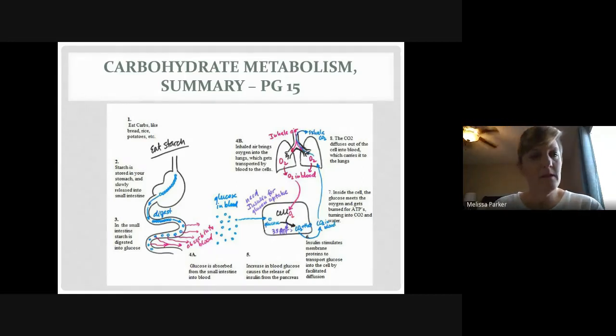Mm-hmm. Okay, so here we have a carbohydrate metabolism summary. So number one, when we eat carbs, that's where we're getting our glucose from, like breads, rice, potatoes, we eat the starch. Then the starch is stored in your stomach, and then it's slowly released into the small intestines. Do you remember what that process is called where we're eating carbs? Do you remember what the term was?